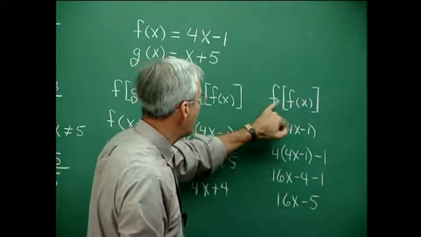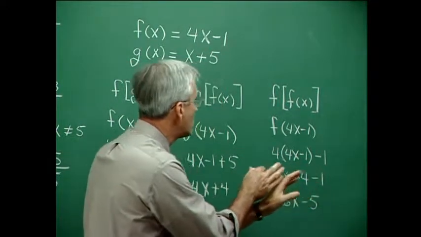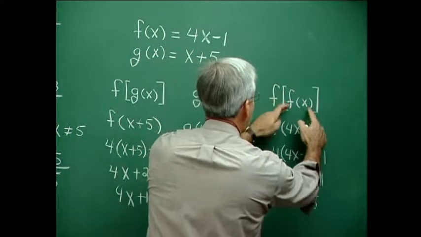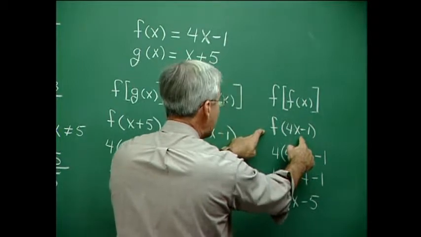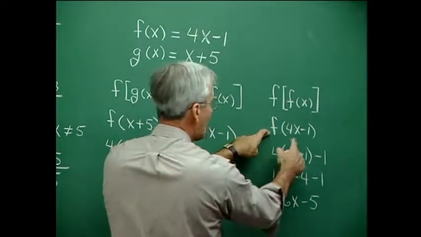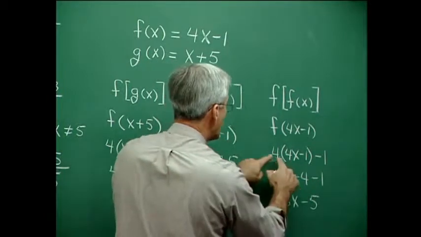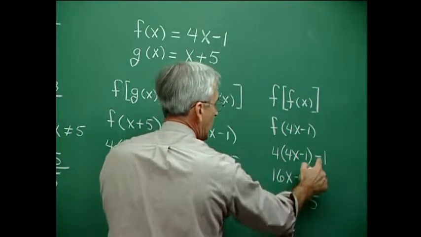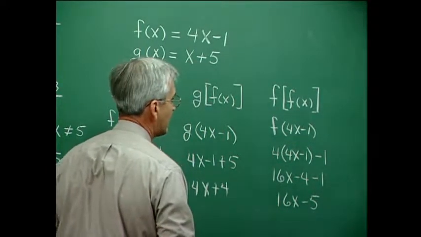We can even put a function into itself. That is, f of f of x means we're going to put the f function into itself. So it is f of, now f of x is 4x minus 1. f of that binomial means in the f function, replace x with the binomial. So the f function is 4x minus 1, so it's 4 times 4x minus 1, minus 1. We clean it up, we get 16x minus 5.